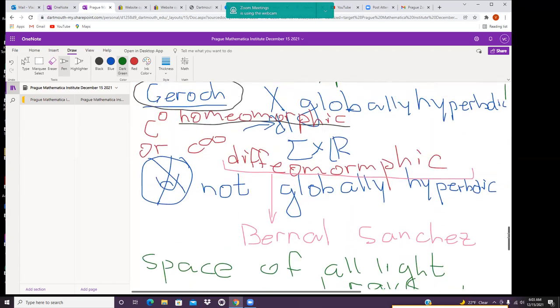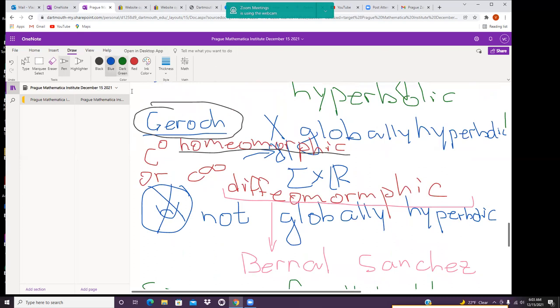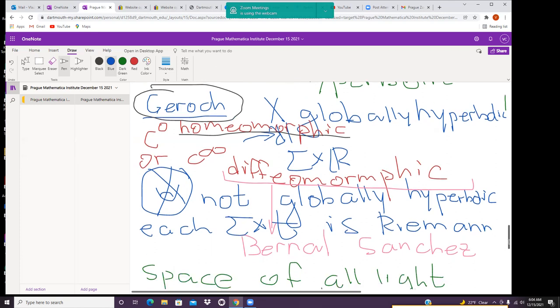So Bernal and Sanchez actually proved much more. Bernal and Sanchez proved that each sigma cross T can be assumed to be Riemann. So what does it mean? I mean that I have the Lorentz manifold, and in general, if I restrict the Lorentz metric to a submanifold, it is impossible to predict what kind of metric I will get. Maybe degenerate, it may be null, it may be Riemann as in this case. Bernal and Sanchez proved that you can require that the restriction to each sigma cross T is Riemann. So the restriction of the Lorentz metric to sigma cross T is Riemann.